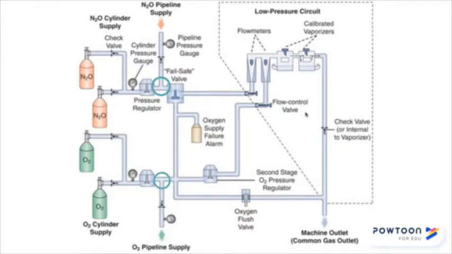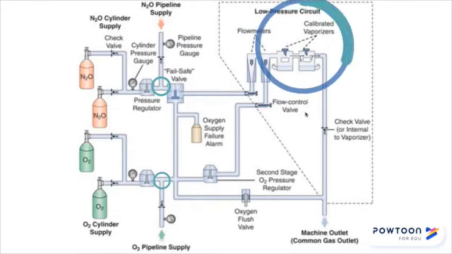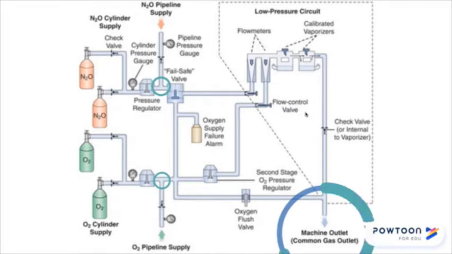Ultimately, the gas then makes its way through the circuit, passes through a few safety features, and comes into the flow meters, which we're very aware of. We use that to titrate the amount of gas. Then it goes through the calibrated vaporizers, which we'll talk about, and then finally makes it out to the outlet, which is where it feeds into the actual patient circuit that the patient breathes through.